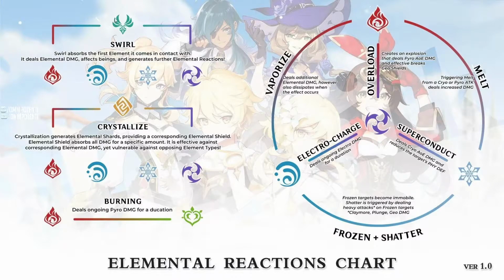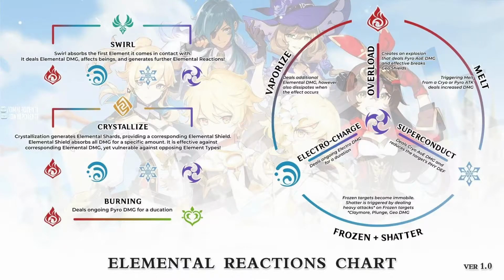So wind, or anemo, I'm not sure how to pronounce it, when it comes in contact with pyro, hydro, cryo, or electro, it swirls. And it absorbs the first element it comes in contact with. It deals elemental damage, affects the characters inside of it, and generates further elemental interactions. So whenever you deal damage with a wind skill against pyro, hydro, cryo, or electro, it swirls, it deals more damage from that element that it's swirled with, and it can also cause further interactions.